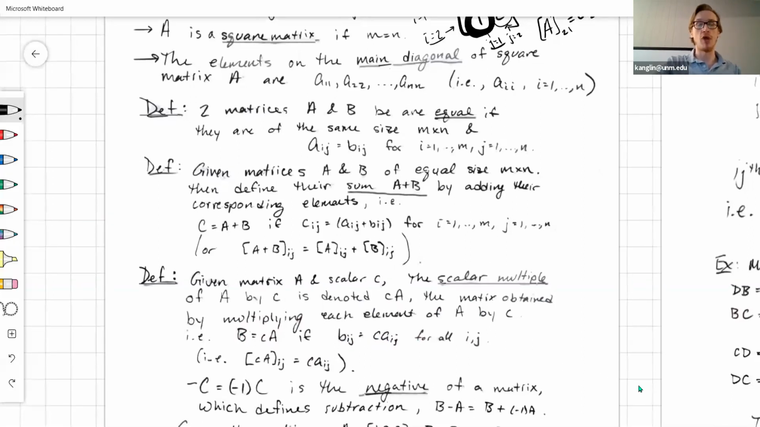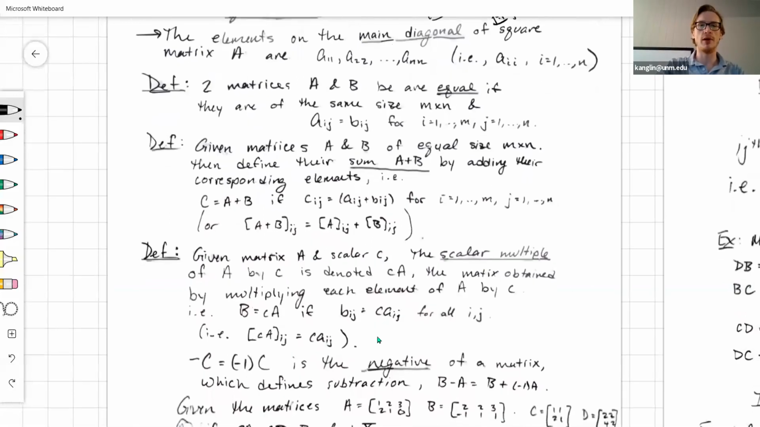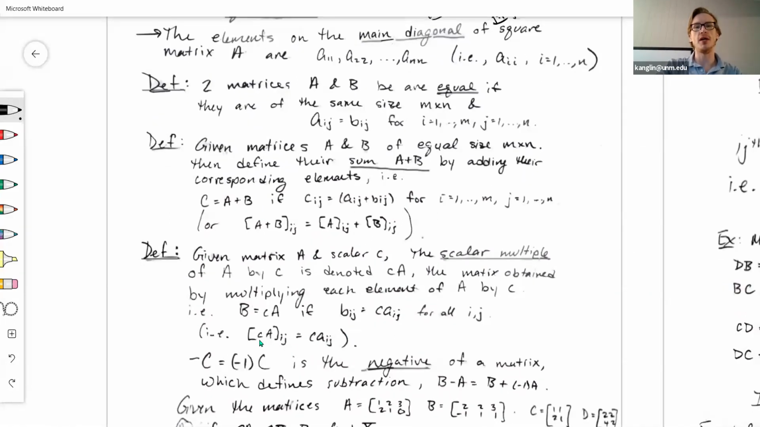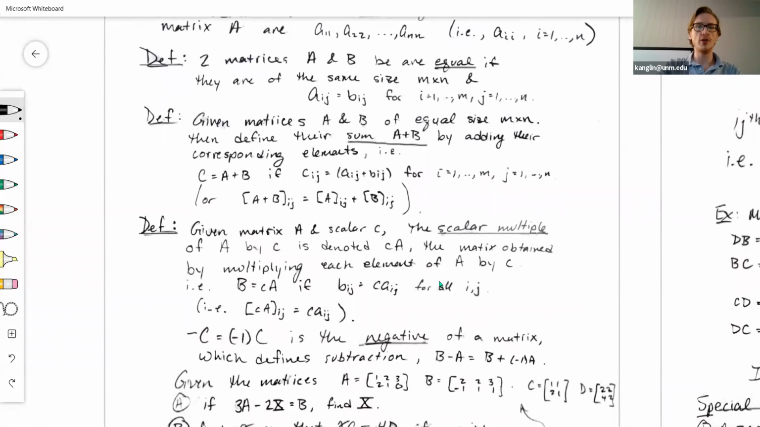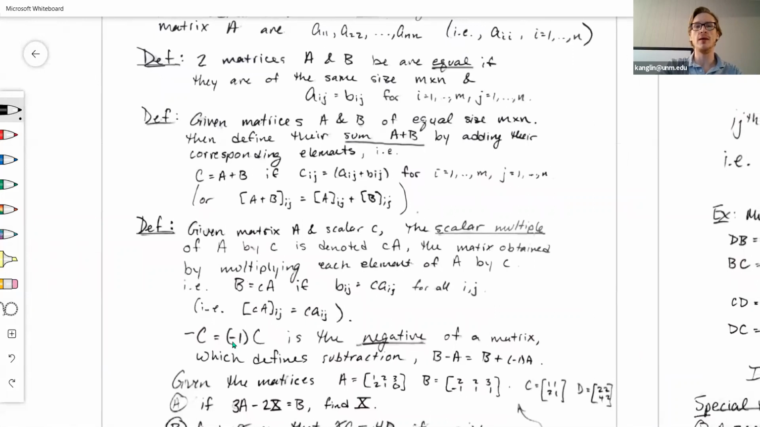Again, we're seeing how the bracket notation for these matrices is a little simpler. We can just write the ijth element of CA equals C times the ijth element of A. Now that we have this idea of a scalar multiple, it's a pretty natural place to introduce the negative of a matrix. Given a matrix C, we're going to define the negative of that matrix, denoted negative C, to really just be -1 times C, right? It's just a scalar multiple by -1.